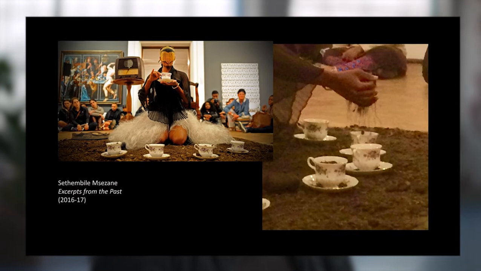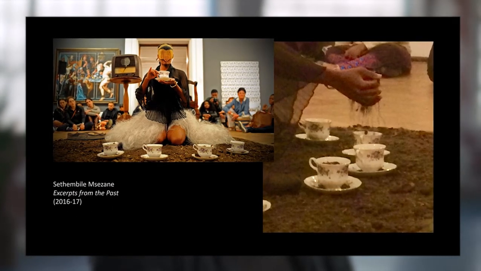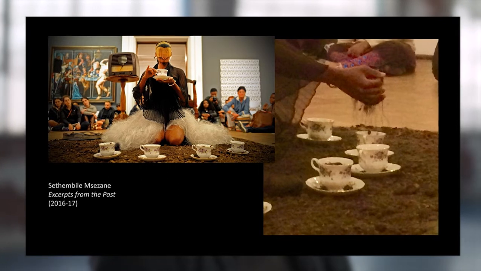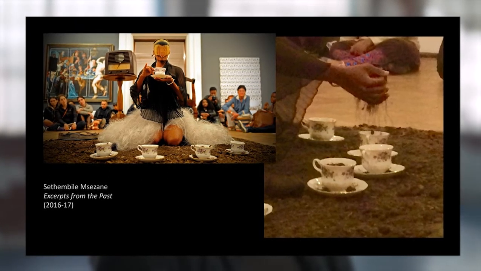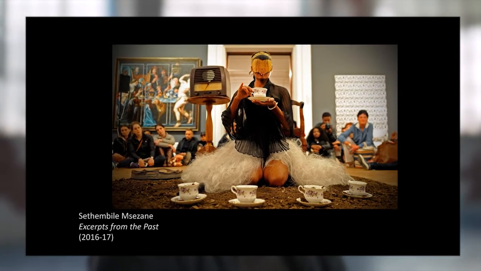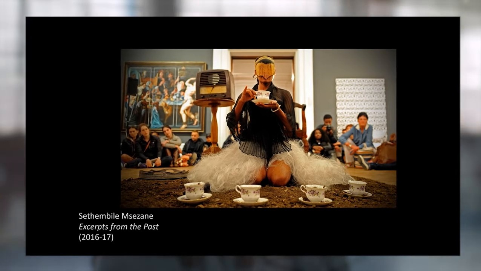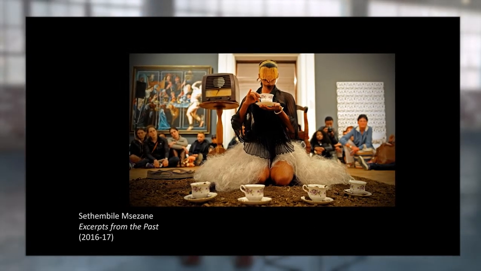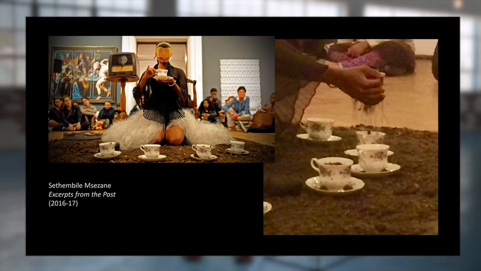Setembile Msanzi has done a work that was in the National Gallery, called Excerpts from the Past. It's an amalgam of historical images. She herself is dressed in a hybrid costume that is both Victorian and indigenous, and she's sitting on a circle of red soil. In front of her are porcelain cups, and she fills these with earth and attempts to drink from them. But of course, again, it's an unpalatable subject, and she breaks the porcelain cup. Breaking the cup is breaking what is offered to her in the place of her own land. She rejects it. And in this instance, soil is dirt. It is unwanted.